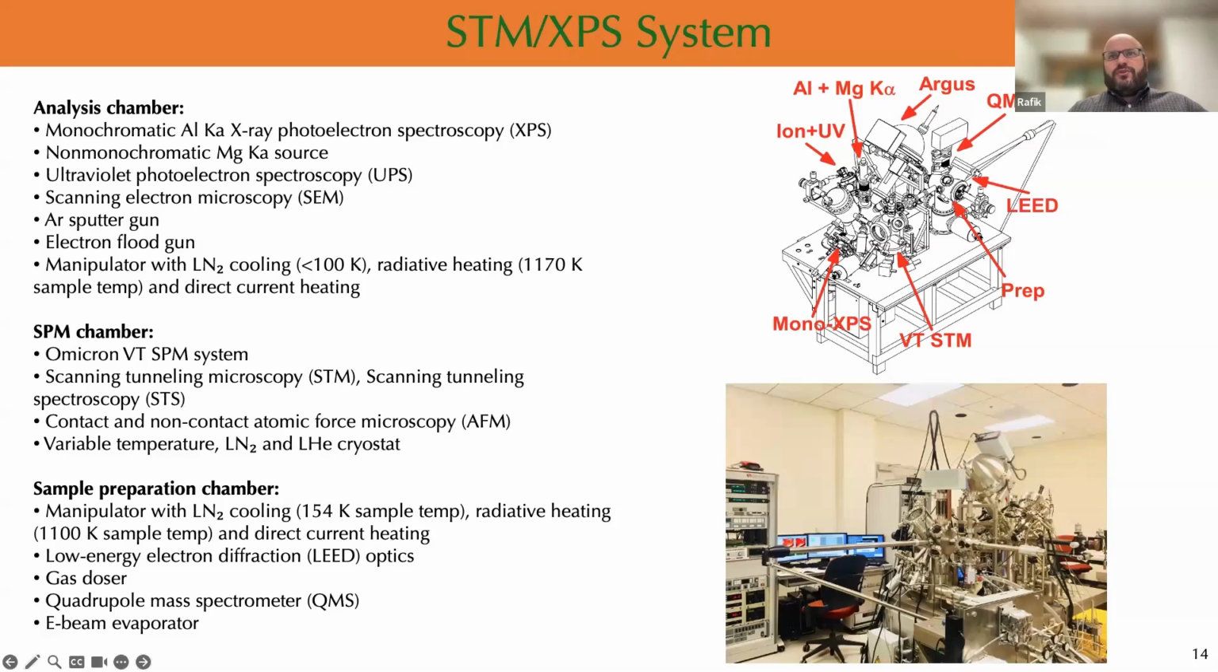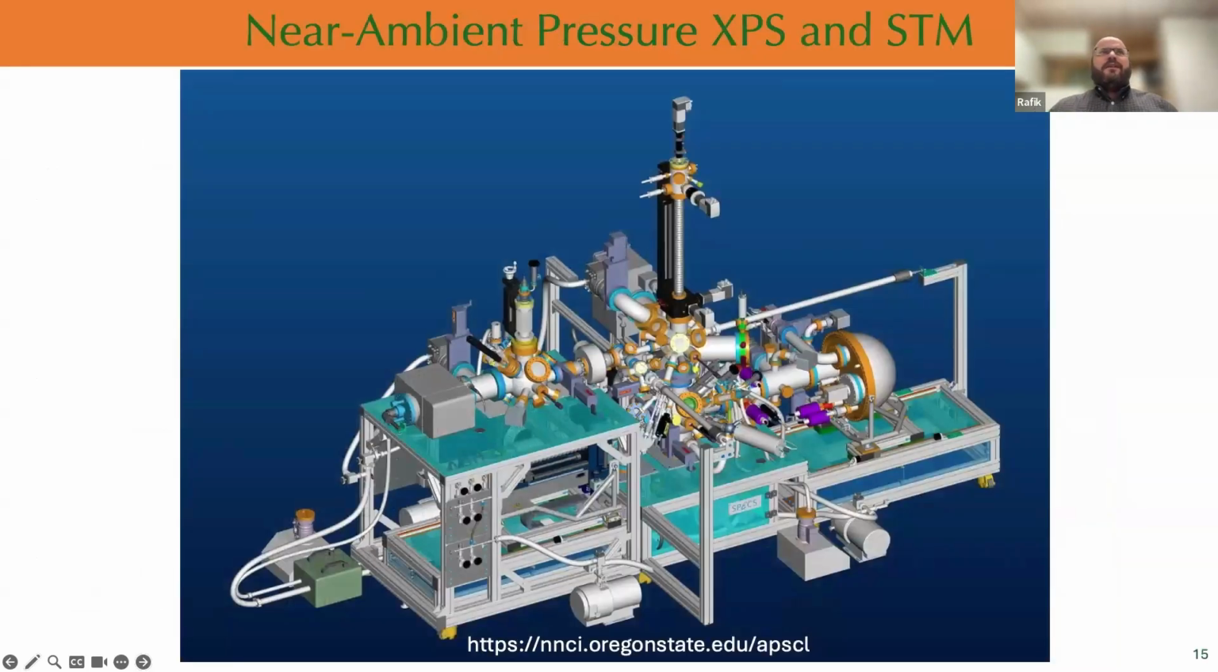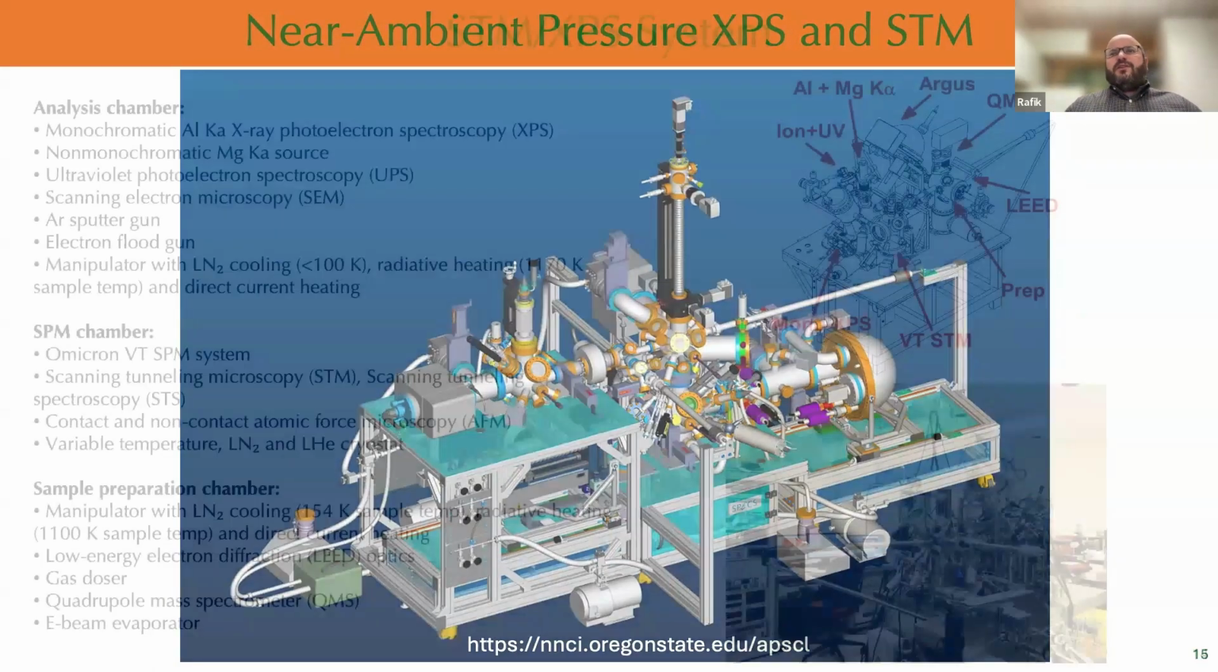This one has only two chambers. We have a deposition chamber here with the LEED and the quadrupole mass spectrometry, where we can deposit materials. We do LEED, we do annealing, then we transfer to the analysis chamber, which is here. This one is the analysis chamber, where we have an XPS with monochromator and also non-monochromator, aluminum and magnesium, for XPS. And we have a VT STM in the analysis chamber next to the XPS. This is the one that I was using actually at Oregon State University, which is kind of similar to this one.